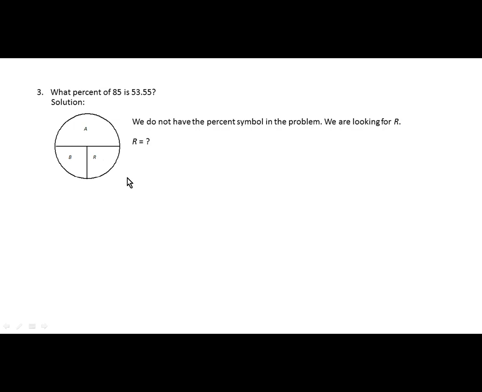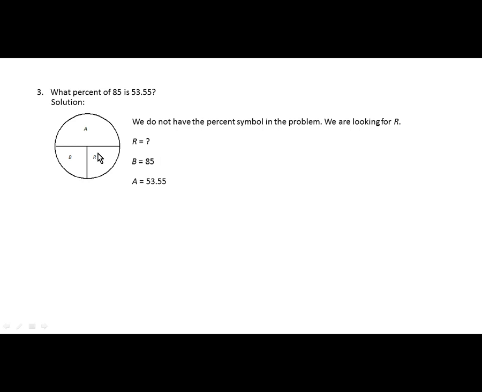Number 3. What percent of 85 is 53.55? I don't see the percent symbol, so we're looking for R. So our solution. Again, there's our basic percent picture. R, we don't know. I don't see the percent symbol. The base, 85, is after the word of. The number that's near the verb of being is 53.55. Notice 85 is also near the verb, but 85 was after the word of. That's how I knew it was the base. So that has to be A.